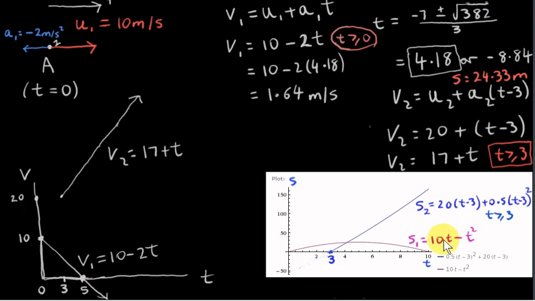However, we know that particle 1 started out at t equals 0. At t equals 0, S1 was 0. So this graph starts at the origin. We also saw that at t equals 4.18, the particles meet. So the distances of both particles from point A, which is the origin, are the same. And we found that distance to be 24.33 meters.